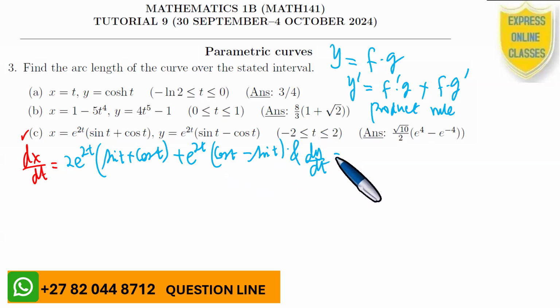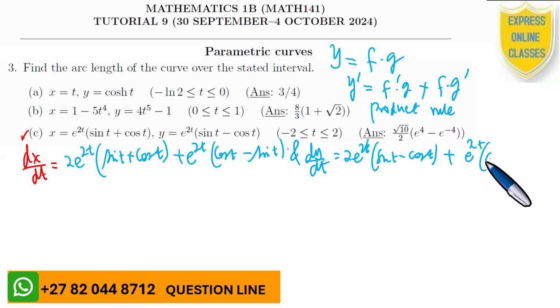Simultaneously, you have dy dt, which is 2e to the power 2t, the sine of t minus cosine t, plus e to the power 2t, the derivative of the sine becomes cosine t plus the sine of t. So at this point, this is the product rule, because the derivative of e to the power 2t is 2e to the power 2t by the chain rule. The chain rule says you differentiate the 2t and the derivative is 2, then you have e to the power 2t. You leave the sine t plus cosine t constant, then you have e to the power 2t and find the derivative of the interior. The derivative of the sine becomes the cosine of t, minus the derivative of the cosine, which becomes minus the sine of t.